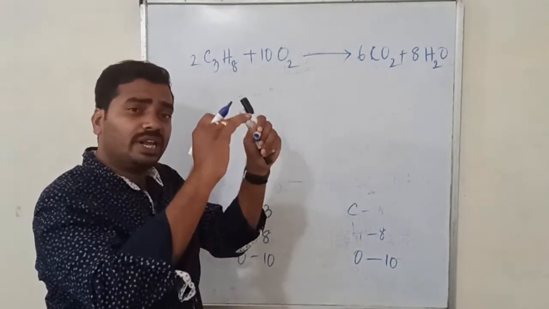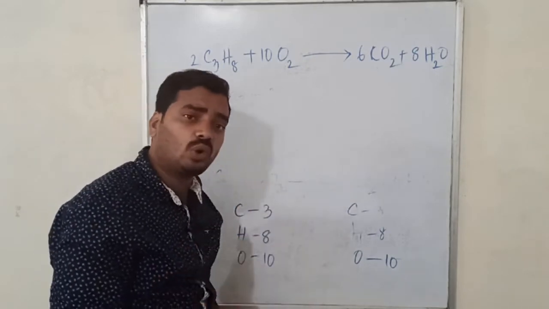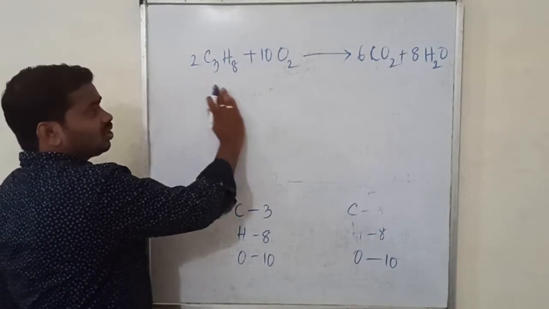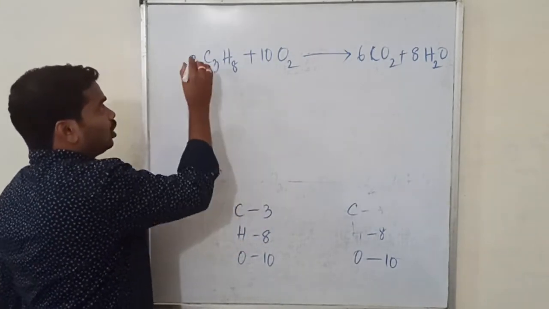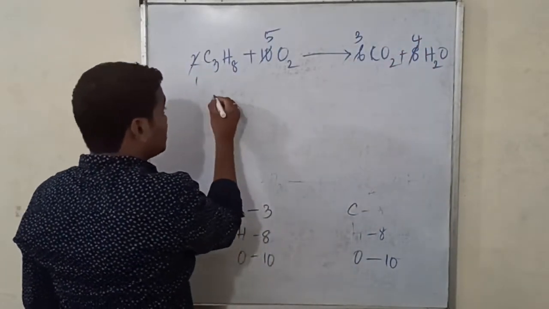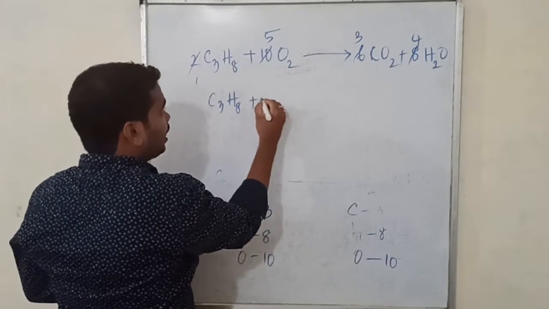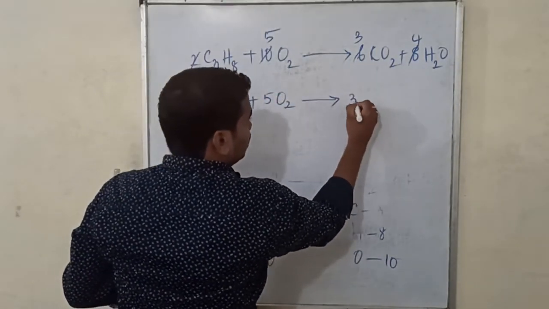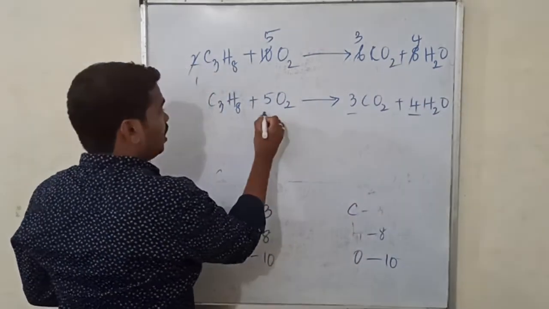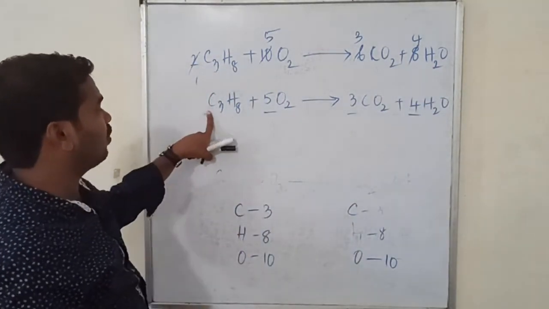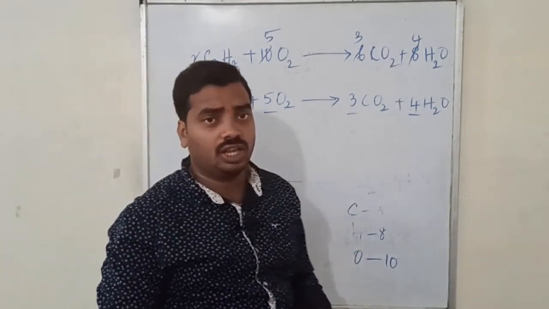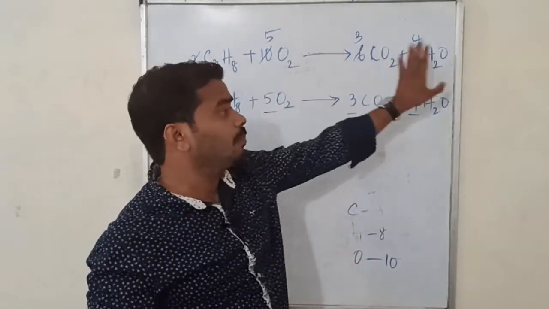So you have to bring the coefficients down to the least possible values, okay? Here it's not the least you can write as a coefficient. 2 ones are 2, 2 fives are 10, 2 threes are 6, 2 fours are 8. So this is the least, right? C3H8 plus 5O2, 3CO2 plus 4H2O. So these are the least possible coefficients you can write in front of the compounds. So you bring them down to that position by cancelling the common multiples.